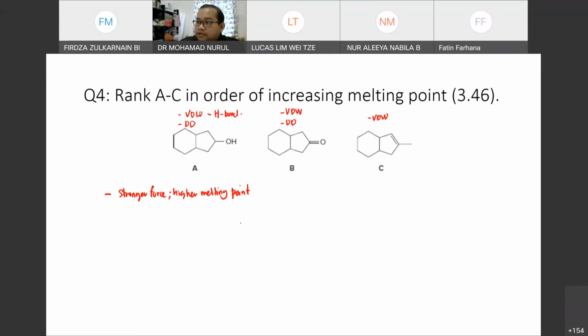So as a conclusion, increasing melting point: A, C, B, and A. You have to do it like this also. Increasing melting point.